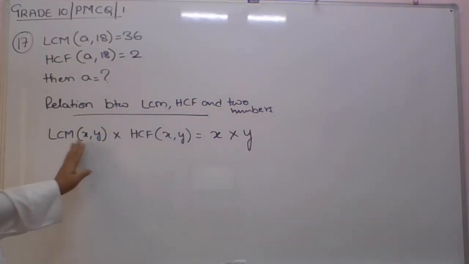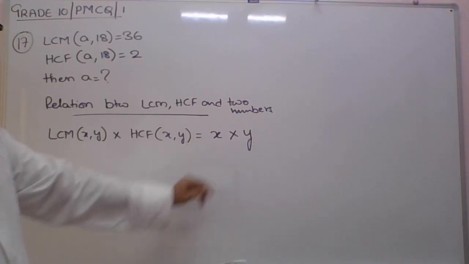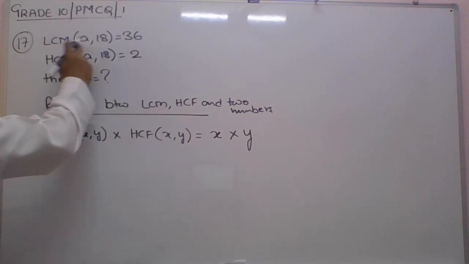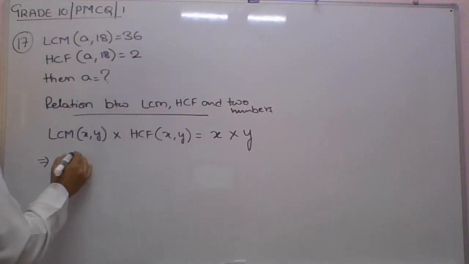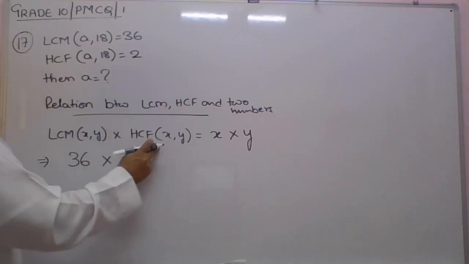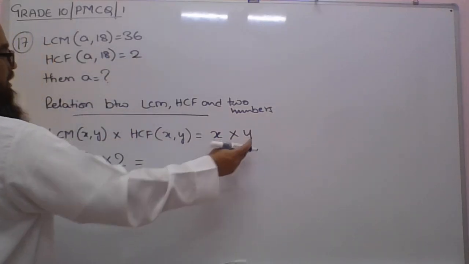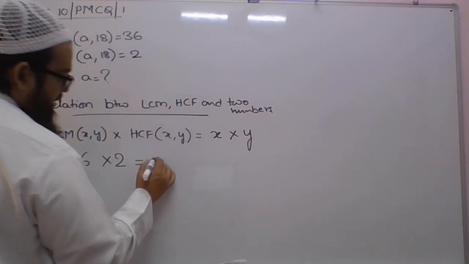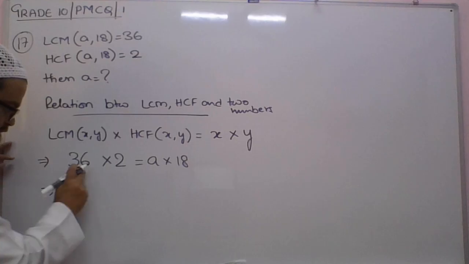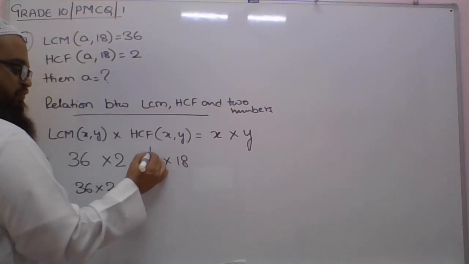So LCM of x comma y into HCF of x comma y is equal to x into y, the product of two numbers, right? So let us do it. LCM of a comma 18 is 36. In place of LCM, listen, stop writing. Multiplied by, what is HCF of two numbers? 2 equals, now what are these two numbers? A times 18. So that implies, I am not going to multiply this. So 36 into 2, I have to find A.